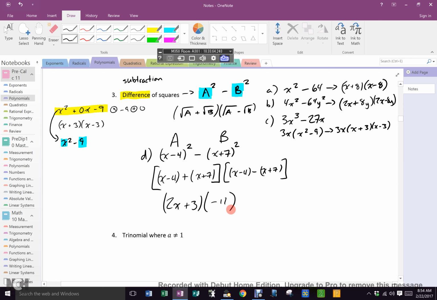Is everybody good with differences of squares? I think you're liars. There's one last kind. What about this? E: x to the 8th minus 256. Oh, nasty.